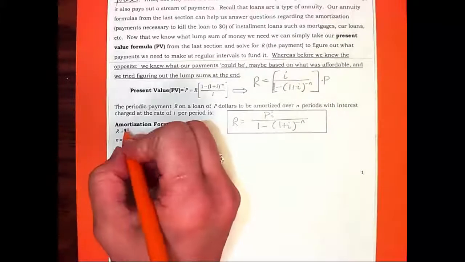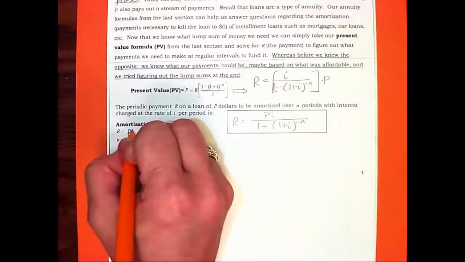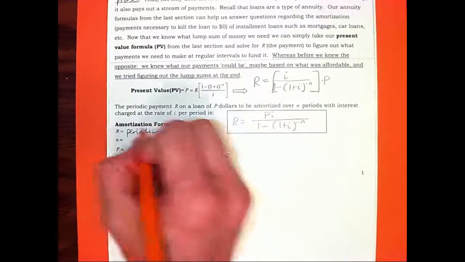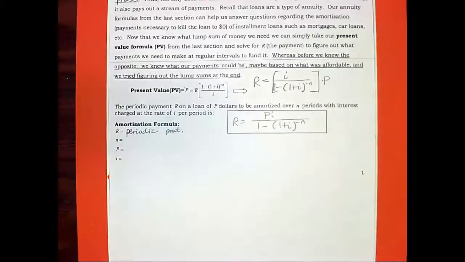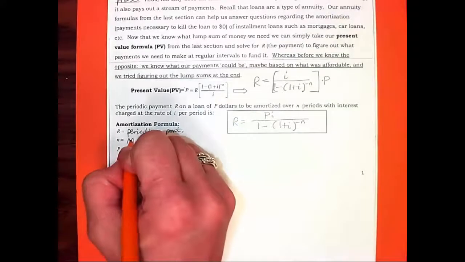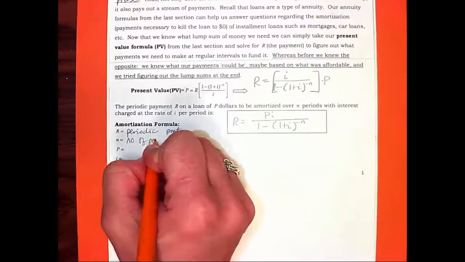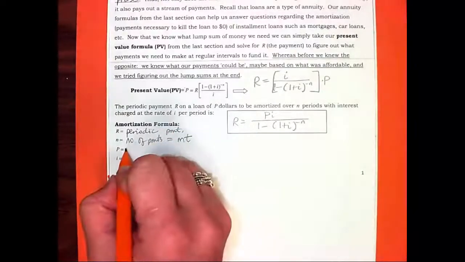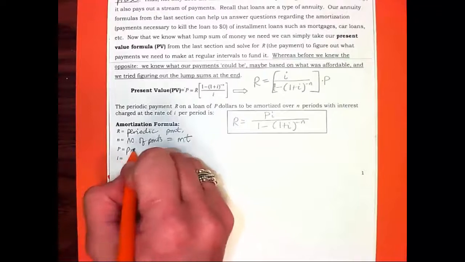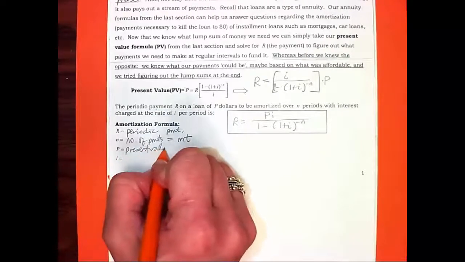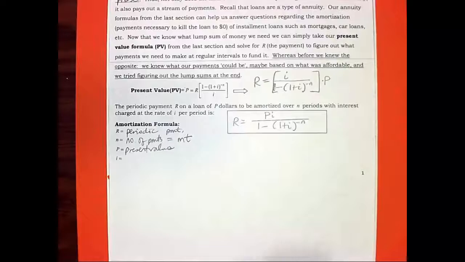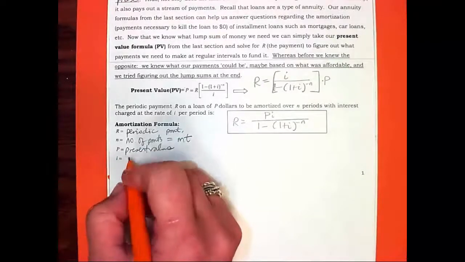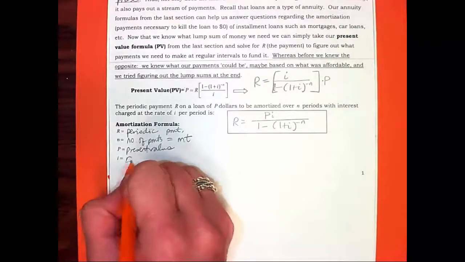So R is still equal to the periodic payment paid at the end of the payment period, and N is still your number of payments, still given by MT, and P is still your present value. So that's going to be like your loan amount typically. And then I is that interest rate per period, which you're used to seeing as R over M.